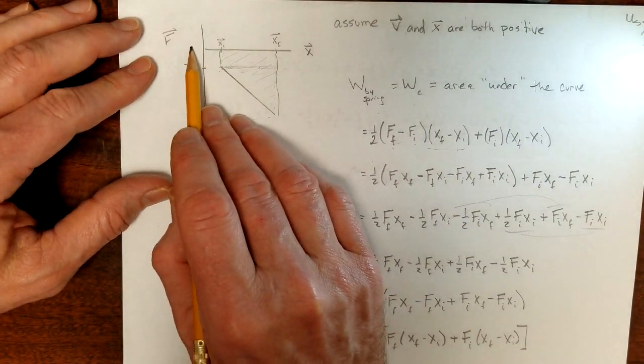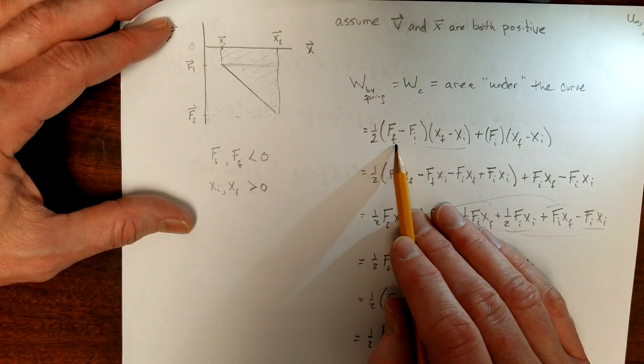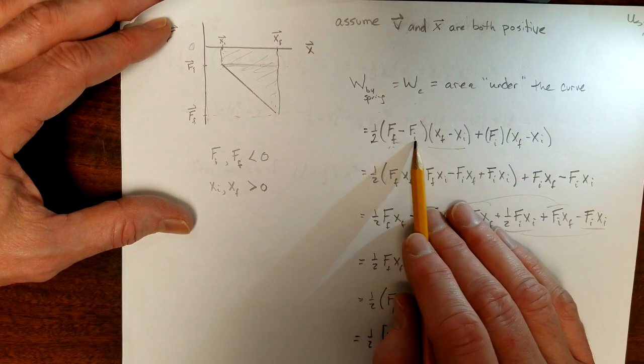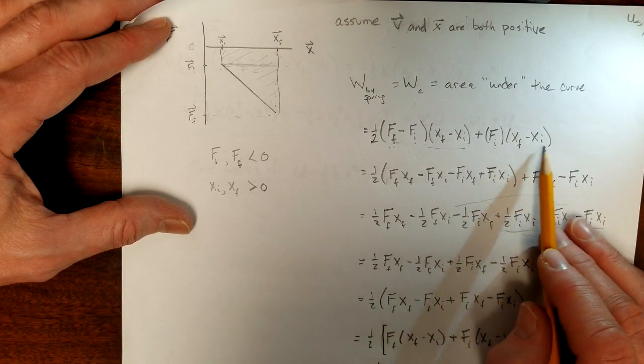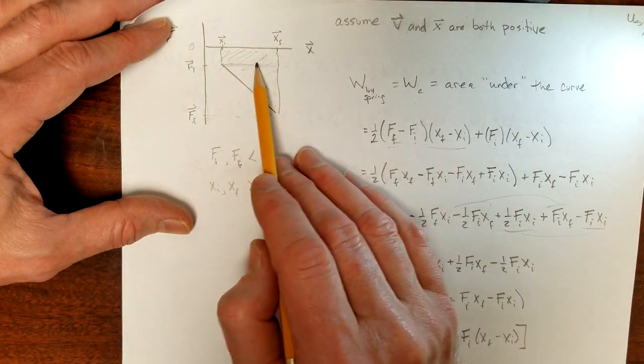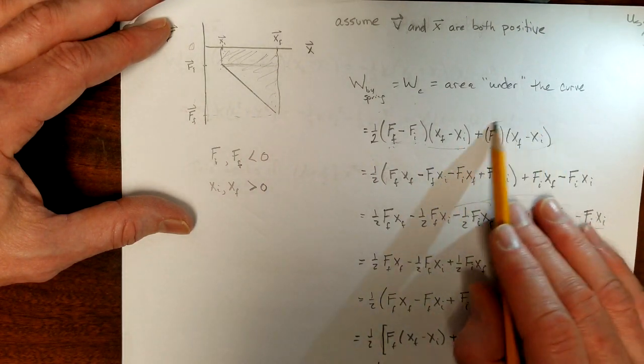Given the scenario, if this is indeed 0, the final force is a smaller number than the initial force, and so therefore that difference is a negative number. And over here we have F_i times (x_f minus x_i). This is the area of this rectangle here, and F_i is a negative number, and so we end up with a negative piece right there.